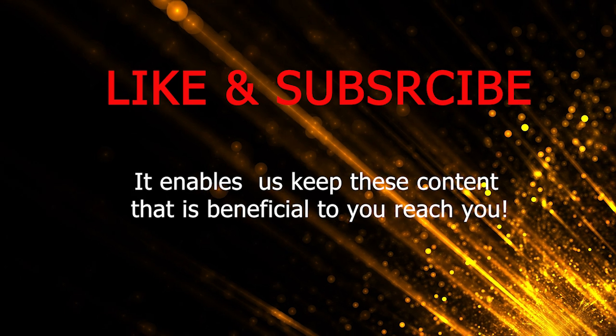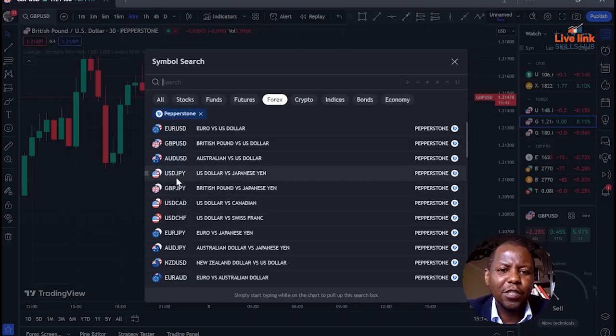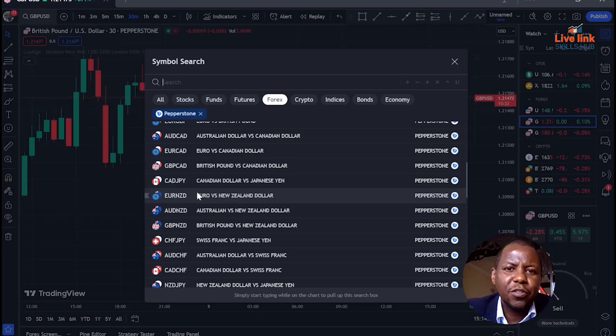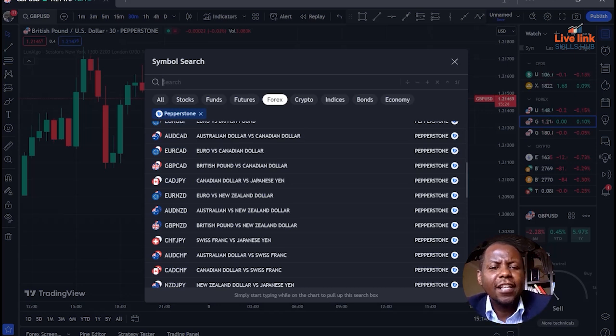You have the EUR USD, GBP USD, the Aussie. This is the Australian dollar versus the US dollar. Then you have this symbol, which is for US dollar versus the Japanese yen. It goes on and on. So you choose the one you want based on the information that you have gotten about it, based on your strategy. What have you chosen to deal with? There are different symbols, and we will talk about other things.